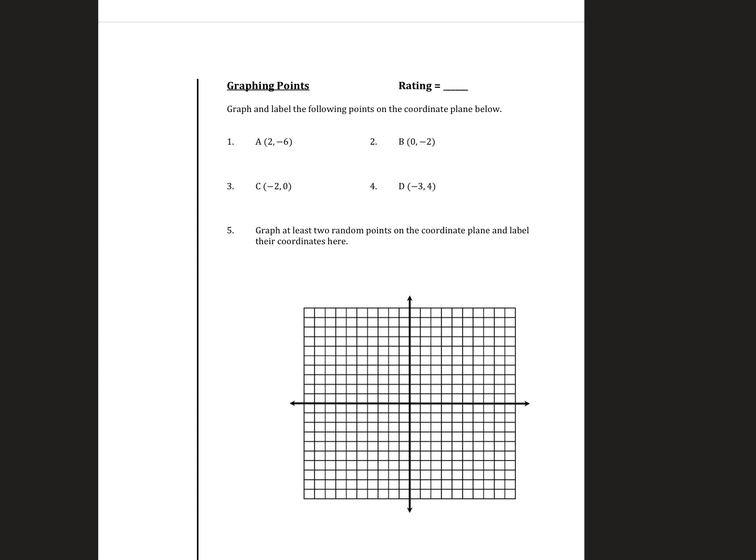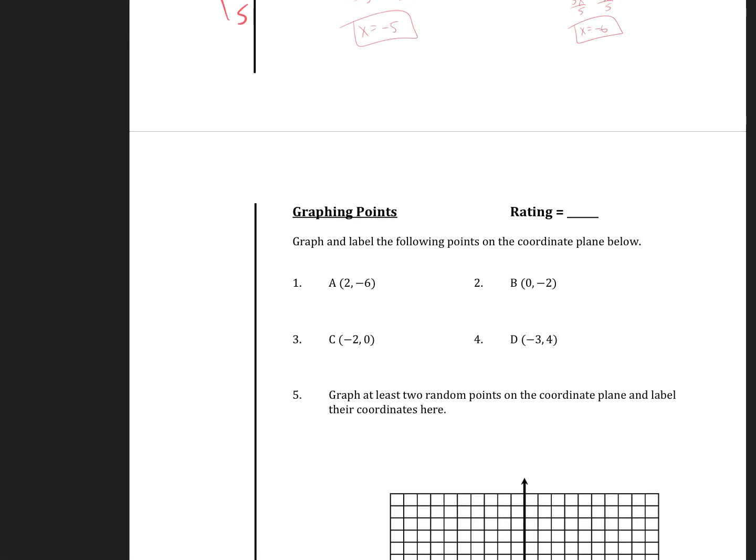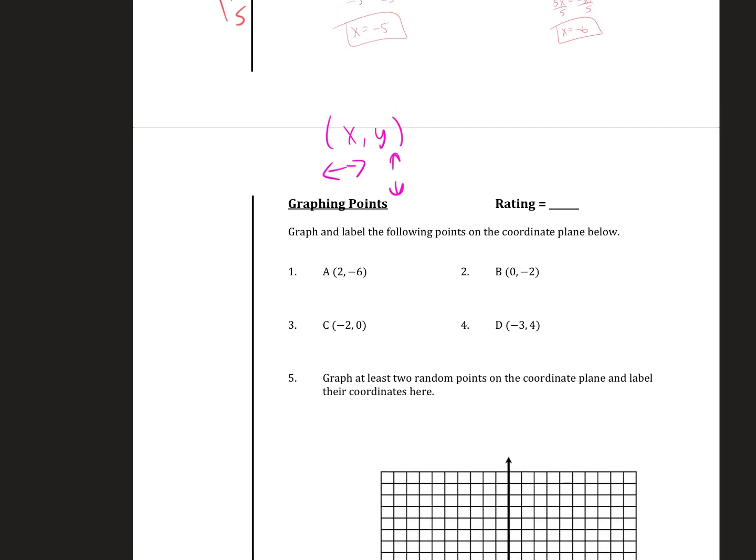All right, so we have A is 2, negative 6. So we're graphing. So we remember here, we have x, y, right? X is going to be left and right, and y is going to be up and down, okay? And so you do x first, and then you do y, okay? So if x is positive, we're going to go right. If x is negative, we're going to go left. If y is positive, we're going to go up. And if y is negative, we're going to go down, okay?